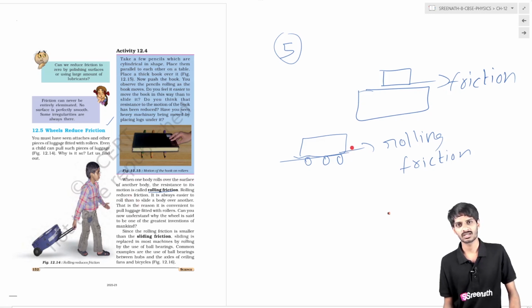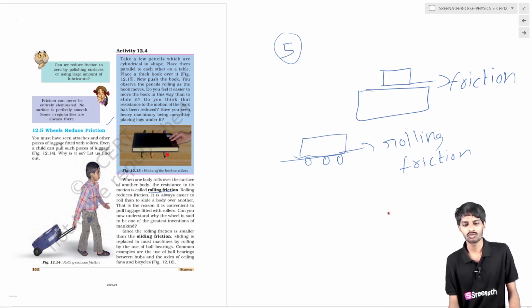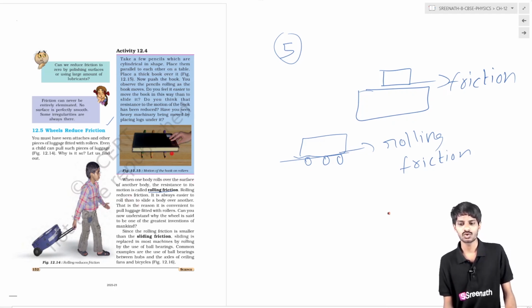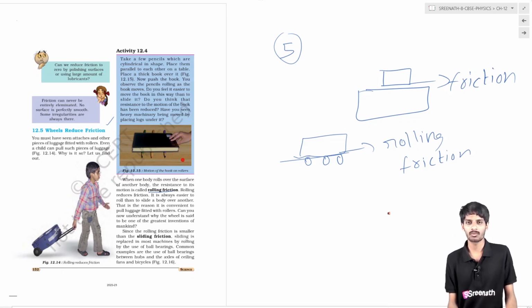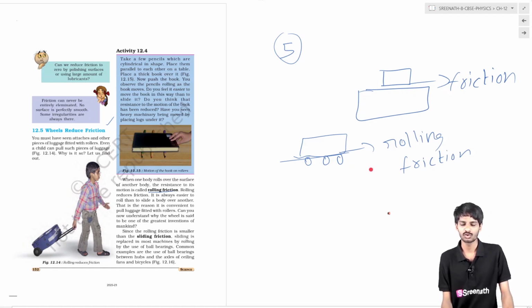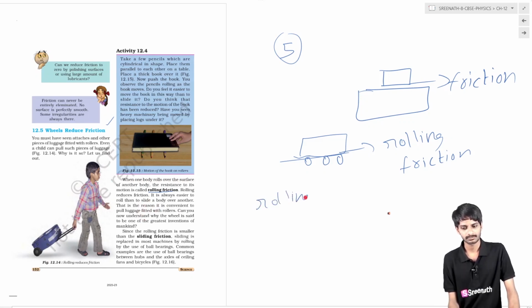Rolling reduces friction. By this experiment, what we have observed is that pushing a book without pencils is very difficult, and moving the book with pencils is very easy. So what we can finally conclude is that by using rollers or by rolling on other surfaces, it will be easy to move and push objects. So what happened? Rolling friction is less than the sliding friction.